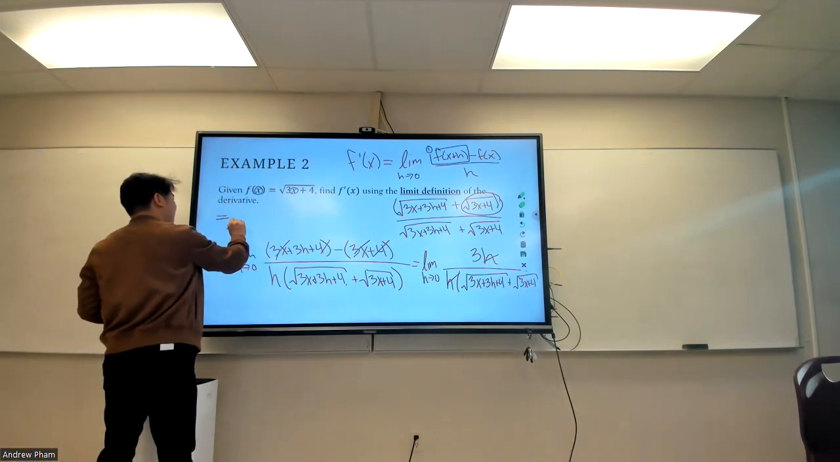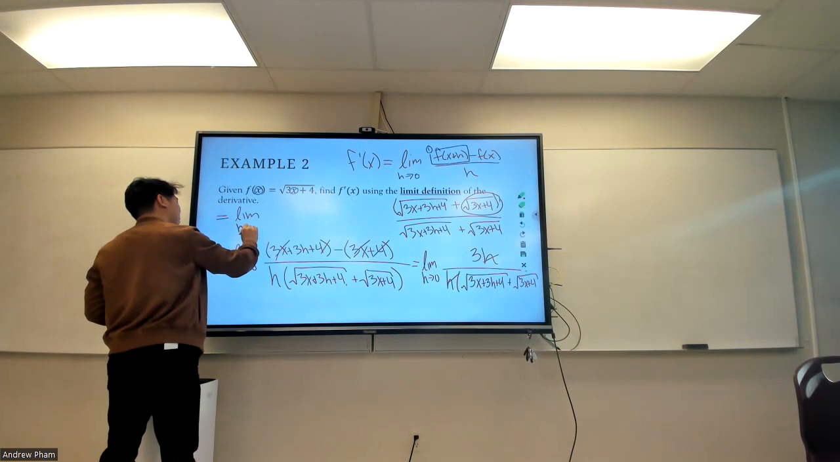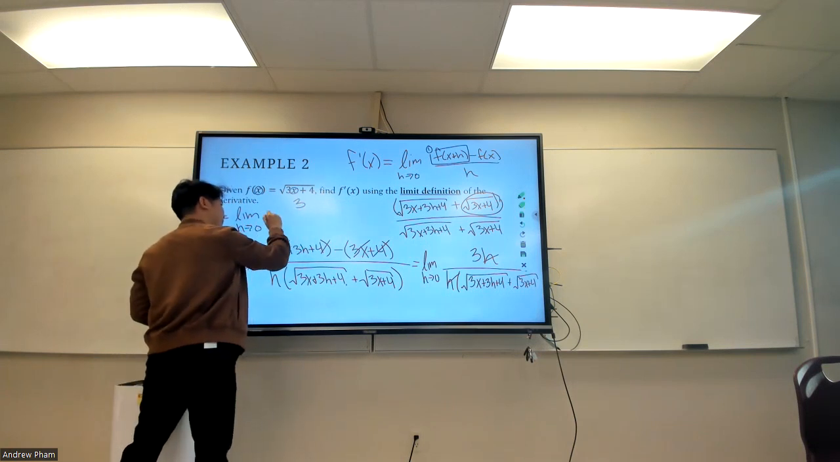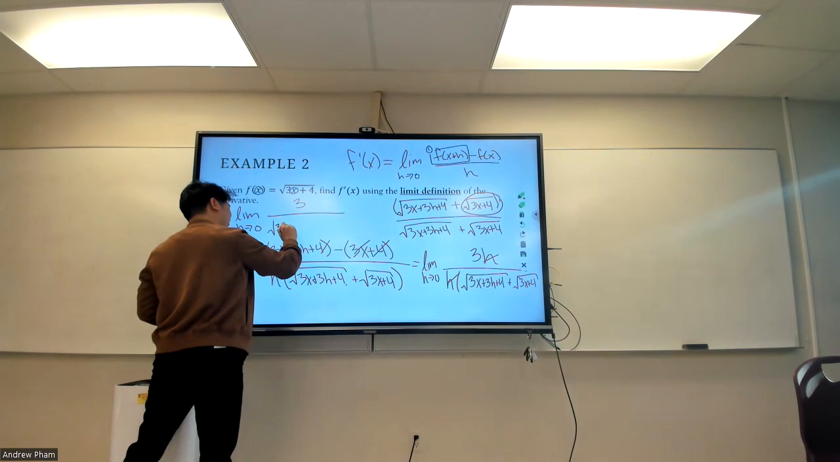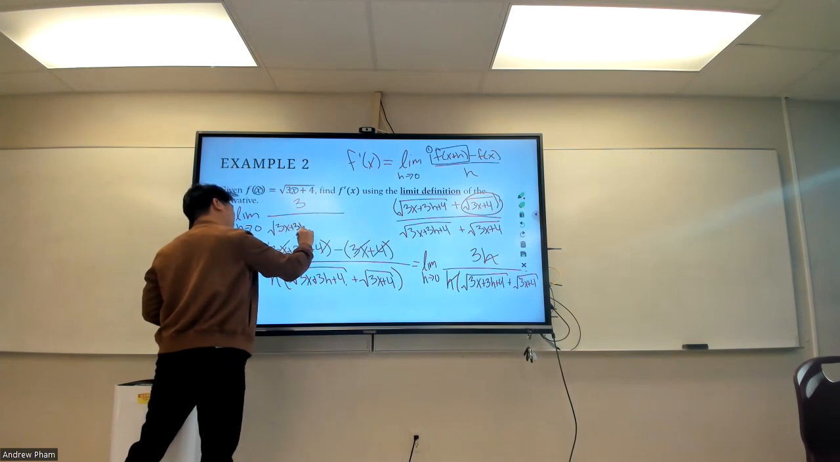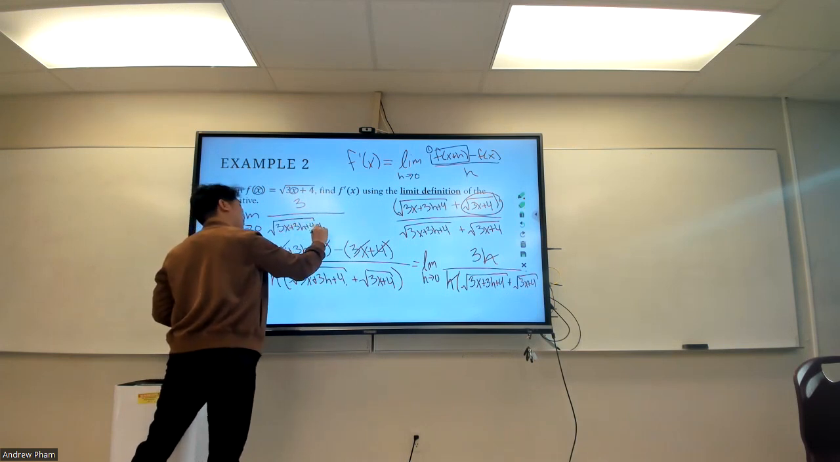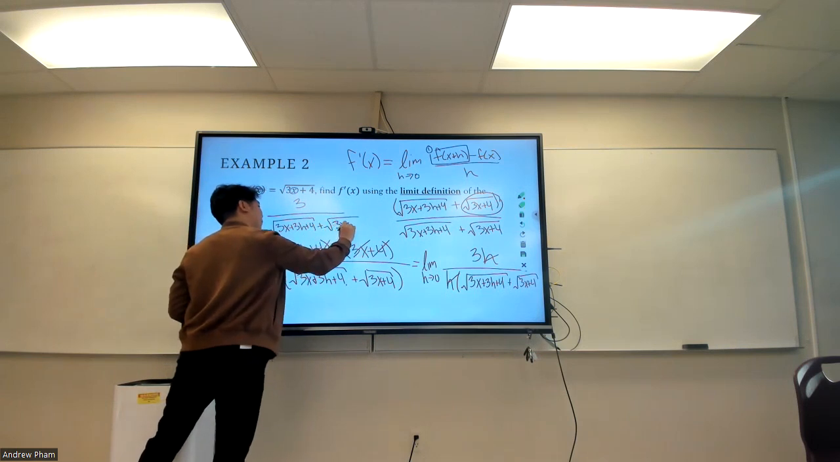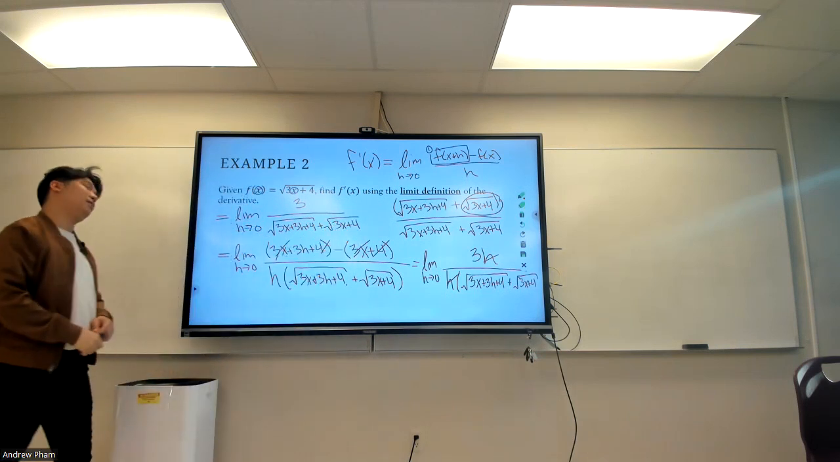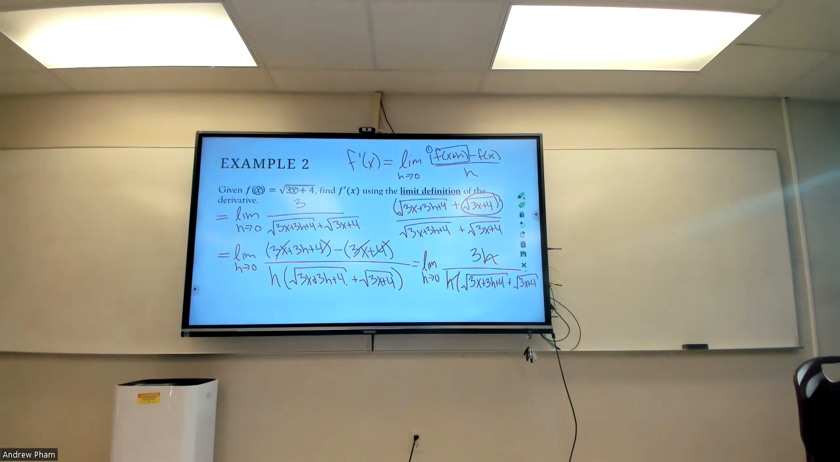To recap where we're at so far, we have the limit as h goes to 0 of 3 over our super ugly square root plus the square root of 3x plus 4. All right, so I got rid of that h on the bottom that was causing all of the issues initially. So by following that same process as before, I should be able to try to plug in h equal to 0.